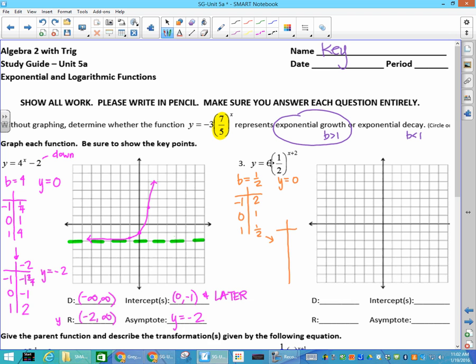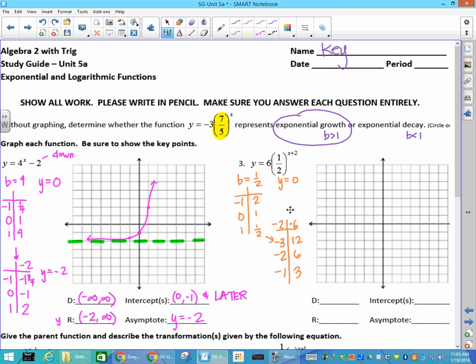What happens? I have a 6 in there, and that 6 affects the y, and I'm going to multiply everything by 6. And then that 2 in there affects the x. It's inside, it's up with the exponent, and I always do the opposite. So I'm going to subtract 2 from each of those. So negative 1 minus 2, 0 minus 2, and 1 minus 2. And then 2 times 6 is 12. 1 times 6 and 1/2 times 6. So those are my points.